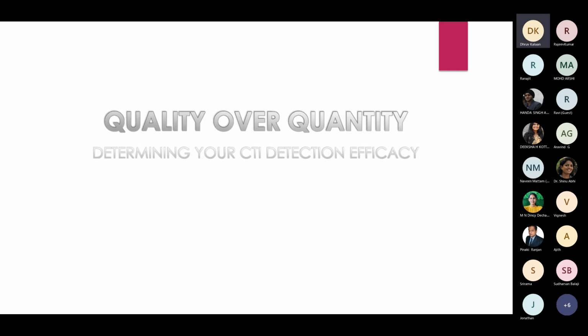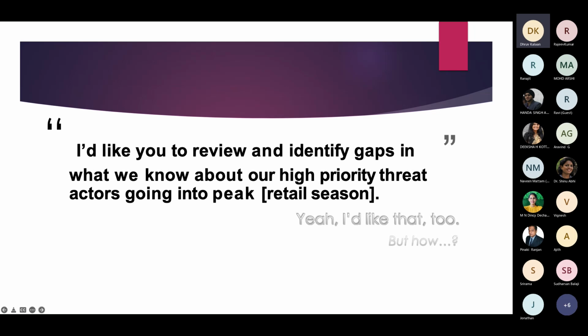So we spoke about collection overload, and about the right size of data to collect for different kinds of sources. Another topic that we want to talk about is quality over quantity again, right? This just adds to the topic that we'd spoken about before. We get a lot of questions like, I would like you to review and identify gaps in what we know about high priority threat actors going into the peak season. You have a lot of sales, a lot of times when your traffic peaks and people generally want to attack you at this point of time.